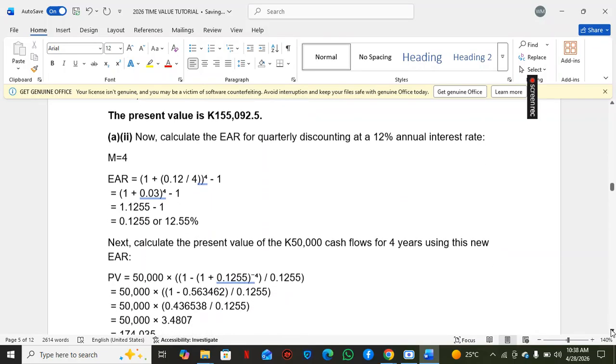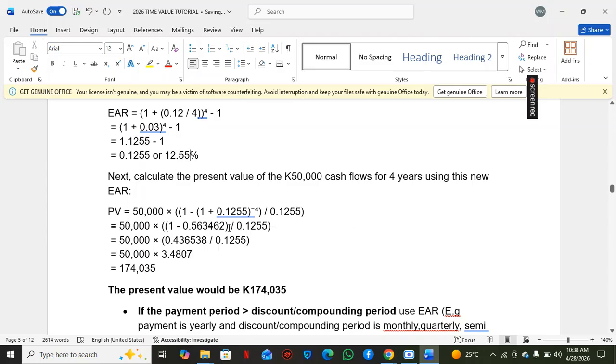Then we come back to the present value formula. So here we're using the rate of 12.55%, as you can see here. It's 50,000 multiplied by 1 minus 1 plus 0.1255 to the power negative 4, divided by 0.1255. After we do our tabulations, we end up with a present value of 174,035.